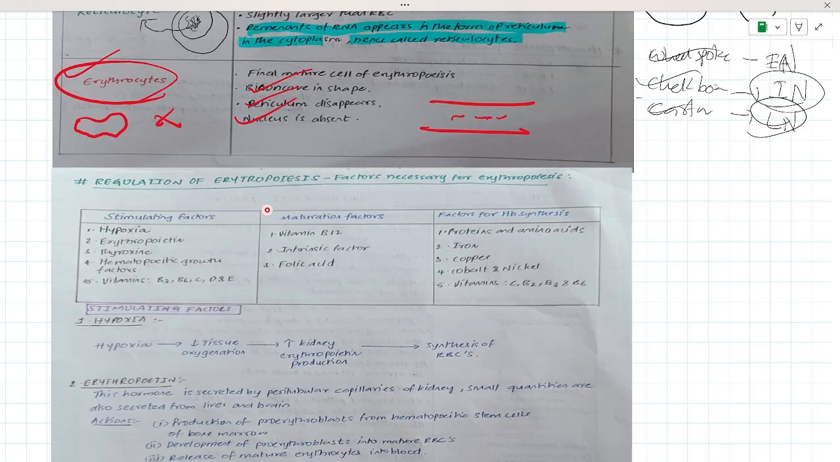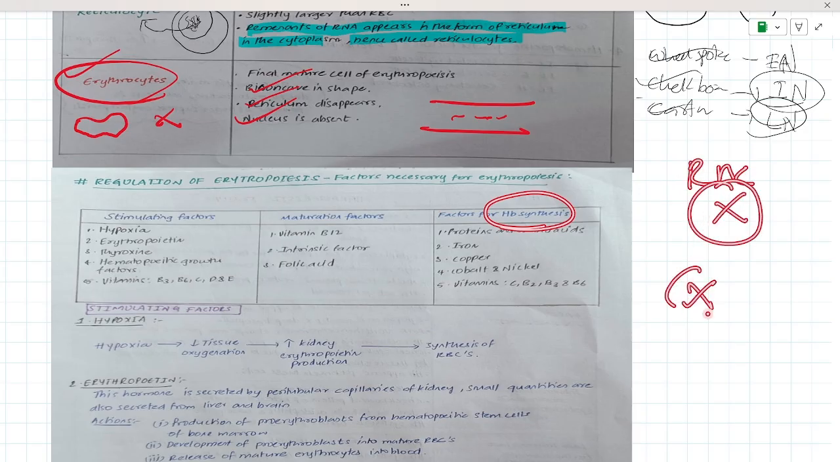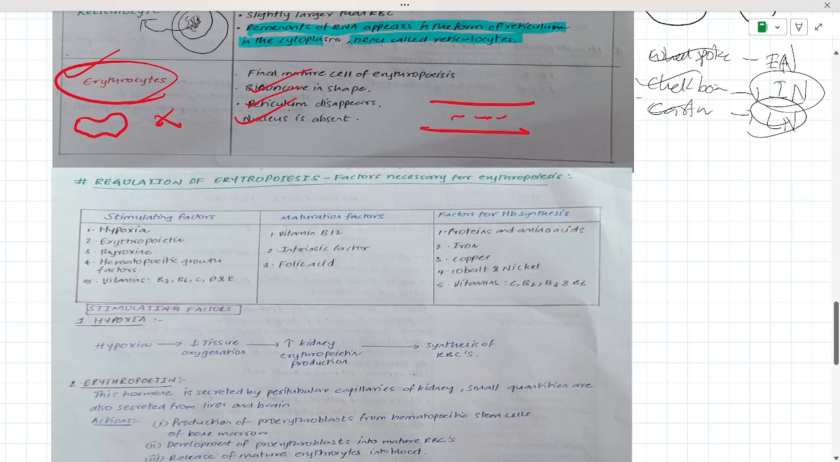Now, what are the maturation factors? Maturation factors are vitamin B12, intrinsic factor, and folic acid. These three are the maturation factors. Now, what are the factors necessary for hemoglobin synthesis? We all know that the RBC cannot survive without hemoglobin. Even hemoglobin cannot survive without RBCs, right? So, when we are discussing the RBCs, we should also talk about the hemoglobin. So what are the factors for Hb synthesis? They are proteins and amino acids, iron, copper, cobalt, nickel, and various vitamins. We'll study each factor in detail.